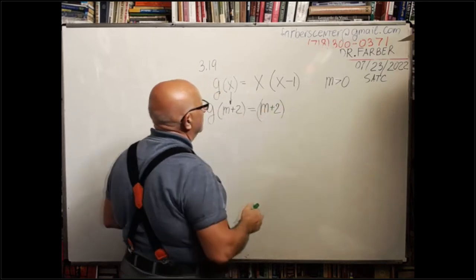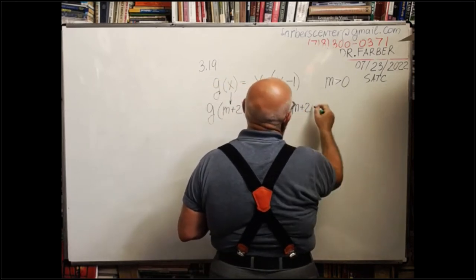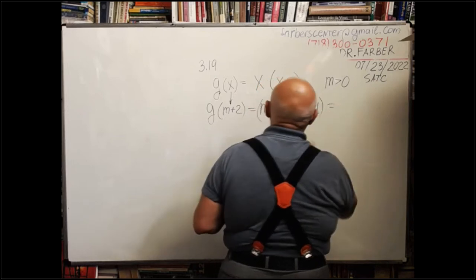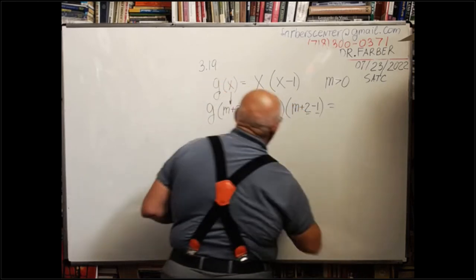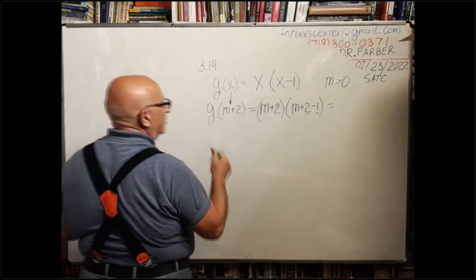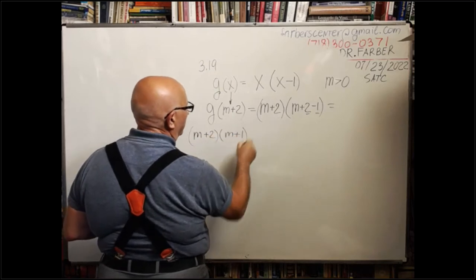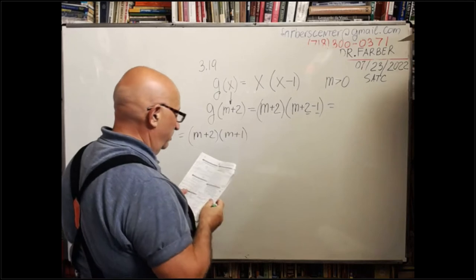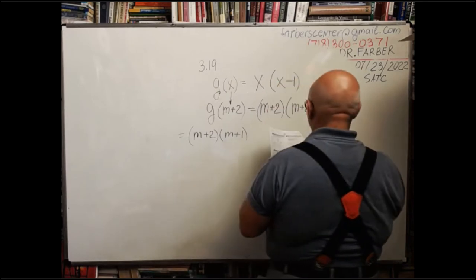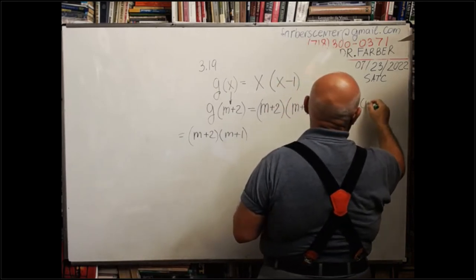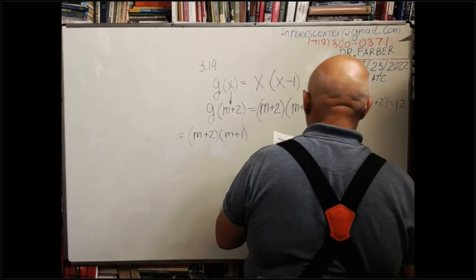This by x, and this would be m plus 2 instead of x, and minus 1, which is right here m plus 1. It would be m plus 2 times m plus 1. This we get. What do they ask on this problem? And this is g of m plus 2. G of m plus 2, this is given, equals what? To 12. What do they ask to find? M.